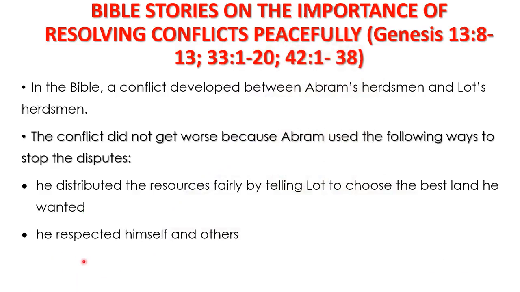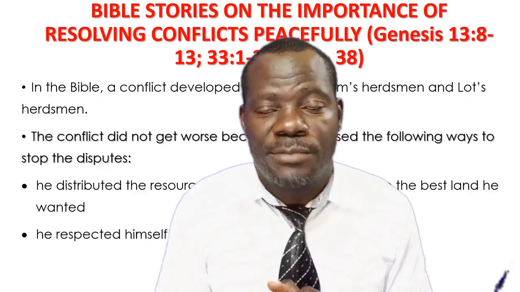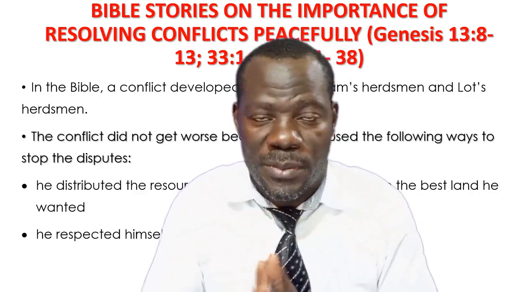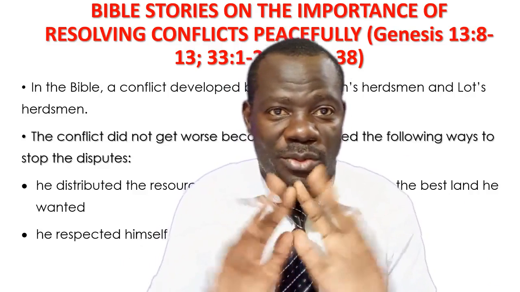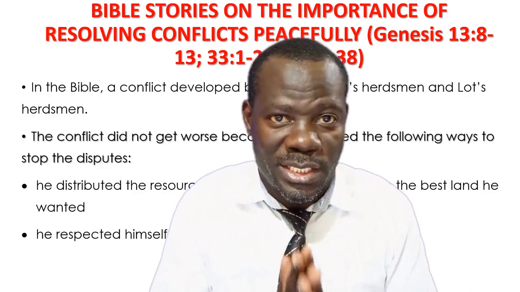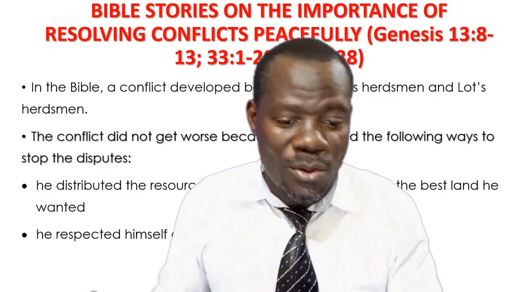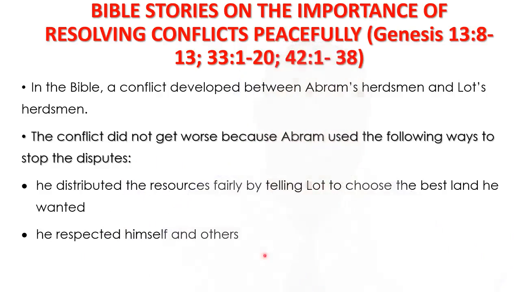Also, he respected himself and others. So Abraham had respect for himself and also for others. He respected Lot. He also respected himself too. So, all right, we did not want to quarrel because we are relatives. So, being my relative, choose wherever you want to go. I'll go the other side. So he respected himself and respected others. So in conflict resolution, we have to respect ourselves as well as respect others.